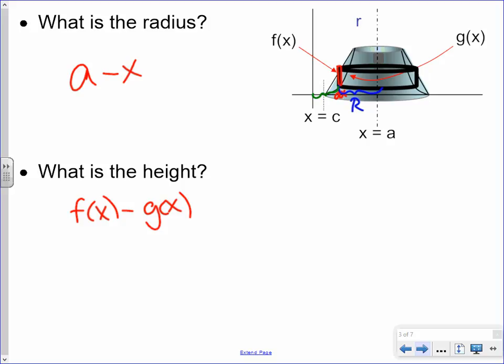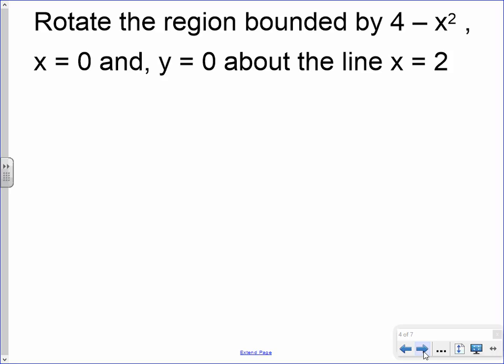So we're going to do a couple examples in terms of x, and then we'll look at how it's similar for in terms of y. All right. So here's our first example. We want the region bounded by 4 minus x squared, x equals 0, y equals 0, about the line x equals 2. So write down what you need to, and then we'll draw our picture together.